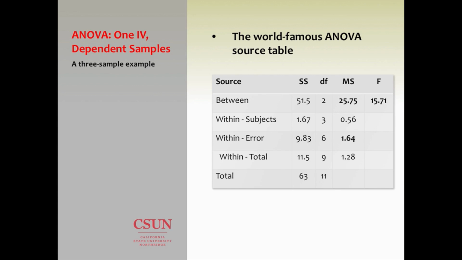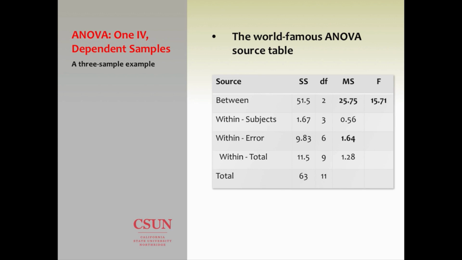So if that were requested, then we can pull these values from SPSS and report them. The total down there, 63, is actually going to be 51.5 plus 11.5. So you can skip those middle 2 rows when you're totaling that up, because the within groups total there, 11.5, is actually the total of the previous 2 rows, 1.67 and 9.83.